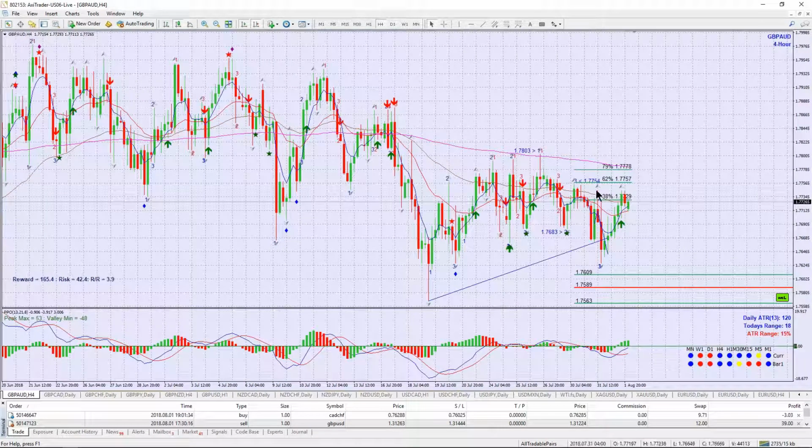This is the GBP Aussie pair on the 4-hour time frame. So we get an alert, and this alert is for a 4-hour 123 bottom. And this is what we'd be looking at this point on the chart.